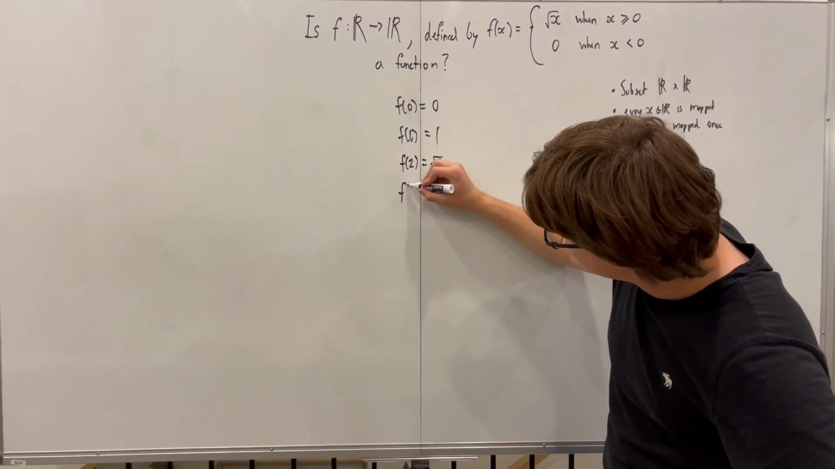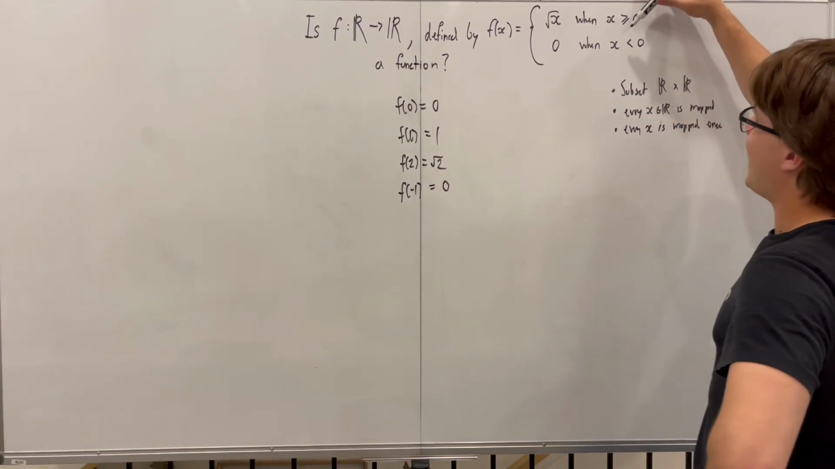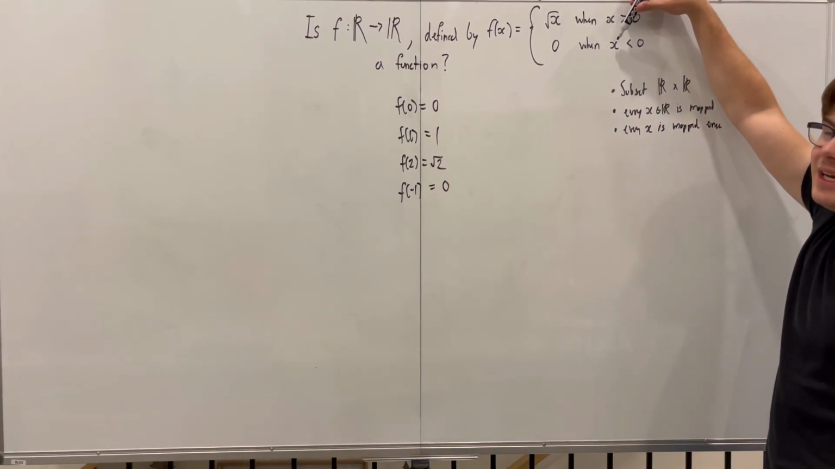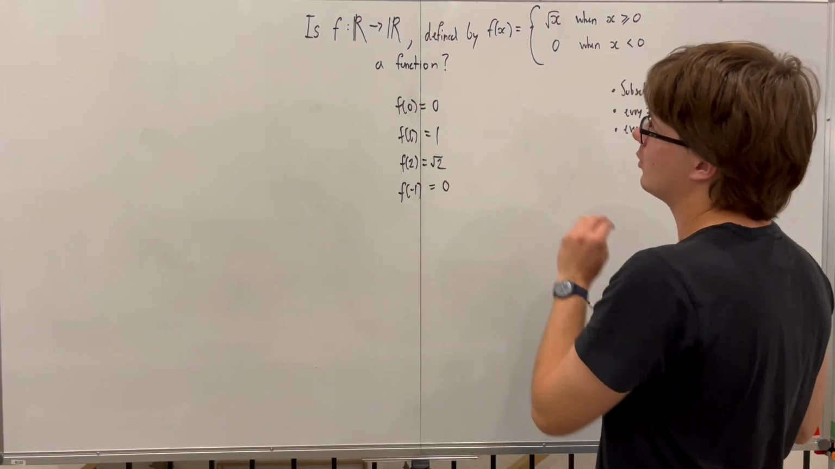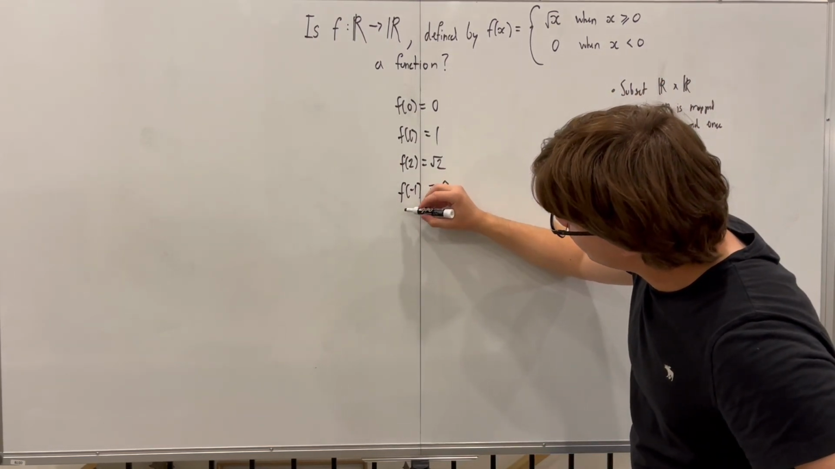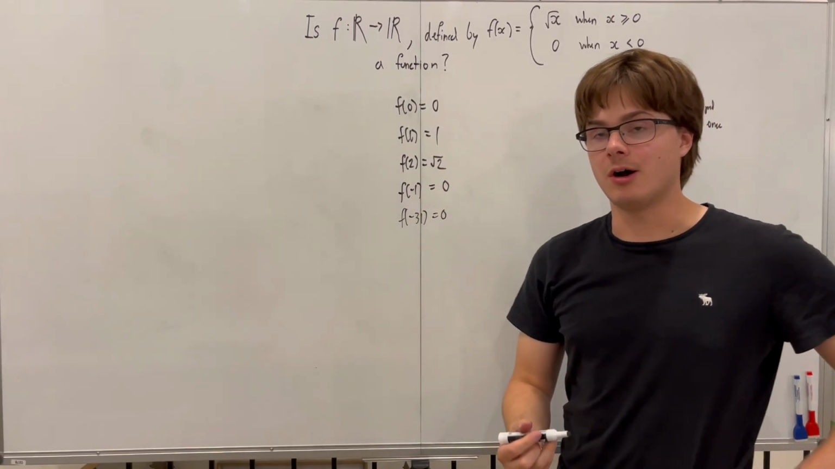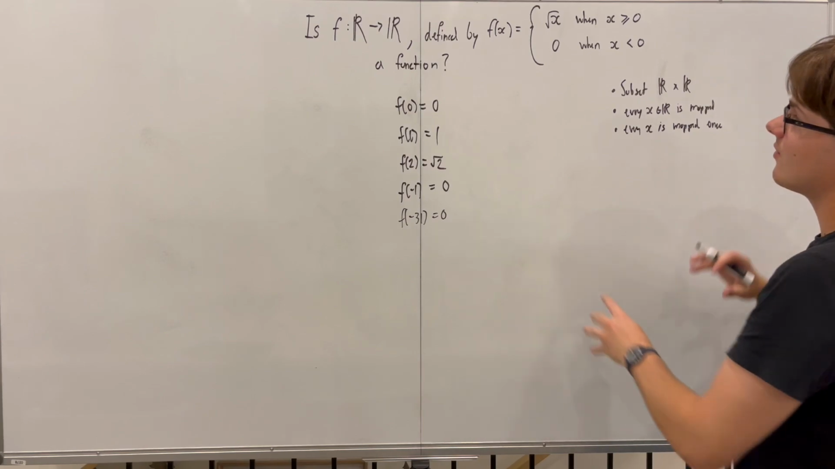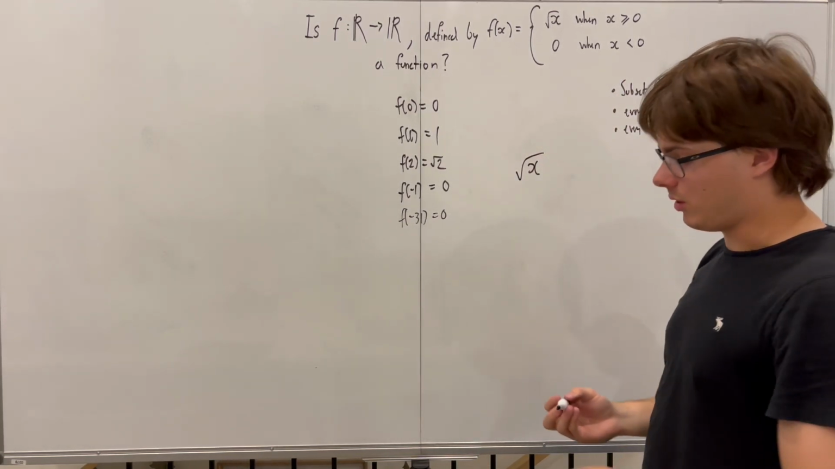If we try something like negative 1, well, this is just going to be 0 because we're saying any x that's going to be less than 0, or any negative x, we're just going to immediately map it to 0, and 0 is a real number. And this is going to be true for all negative numbers. So if I put a negative 31, that's just also going to go to 0. So why is this a function, but just simply saying square root of x is not a function?